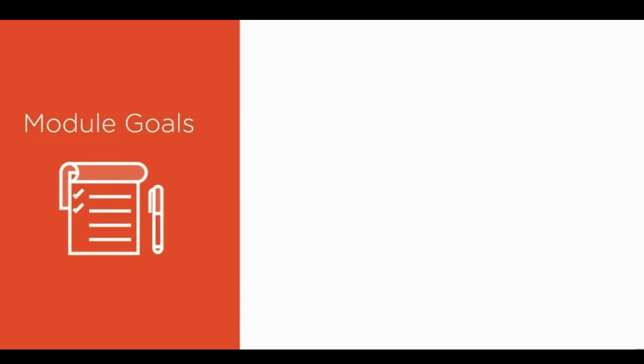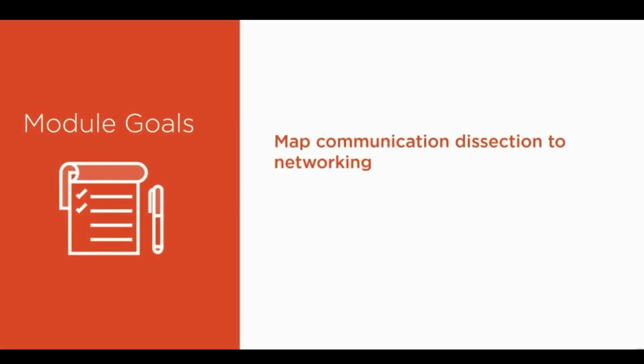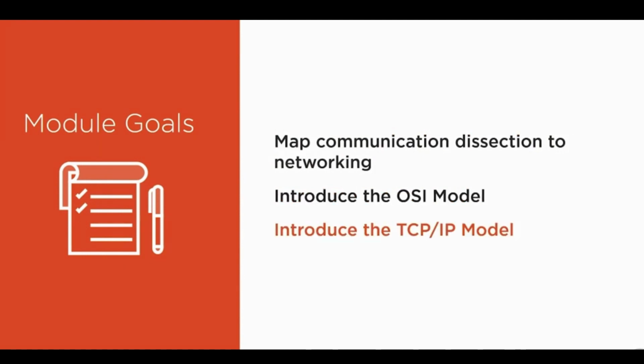Our goals this module are to map our communication dissection that we did last module to data networking communications. I want to use that as a launching pad then to talk about the OSI model and the TCP/IP model for network communication organization. These are literally critical in understanding how networking works, and I want to give you as much information as I can so that you can make use of these models to understand data networking.